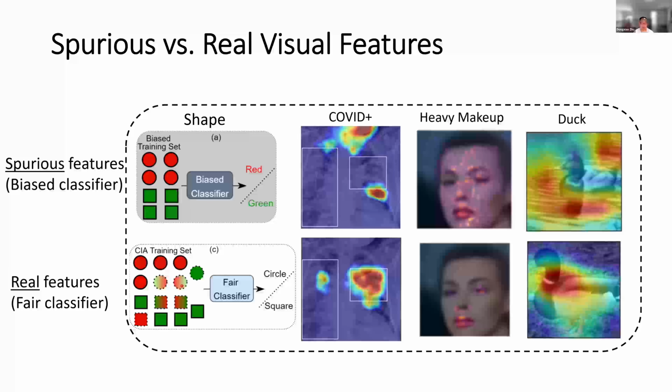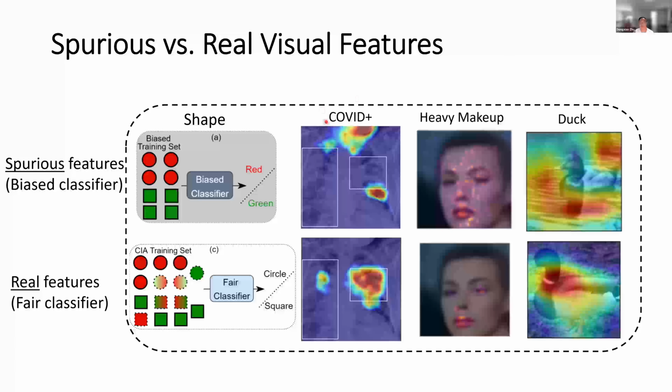One way to do it is just to make a synthetic data set, so that the circles can be any other colors, and the squares likewise can be any other colors. They call it data mixup, to try to decouple the spurious correlation between the shape and the color. With that, the model can learn the real features.